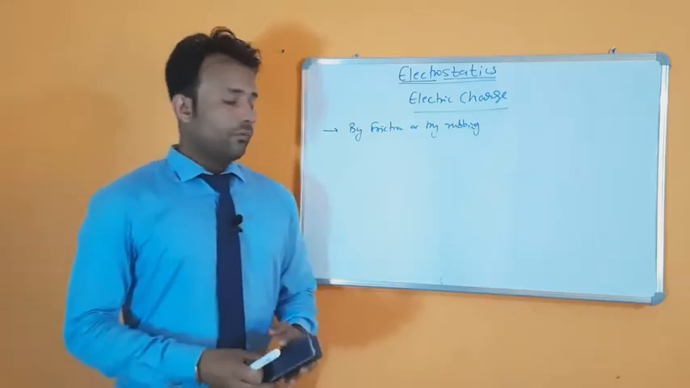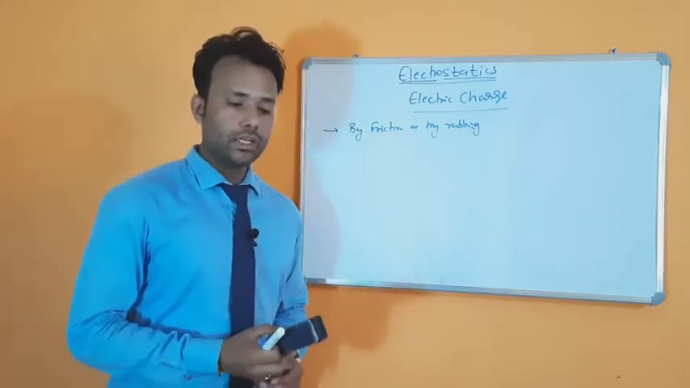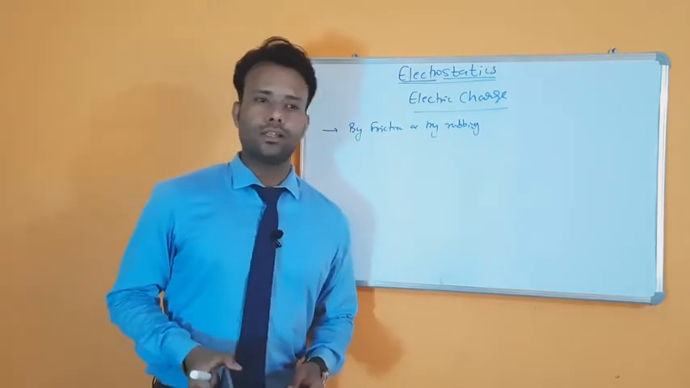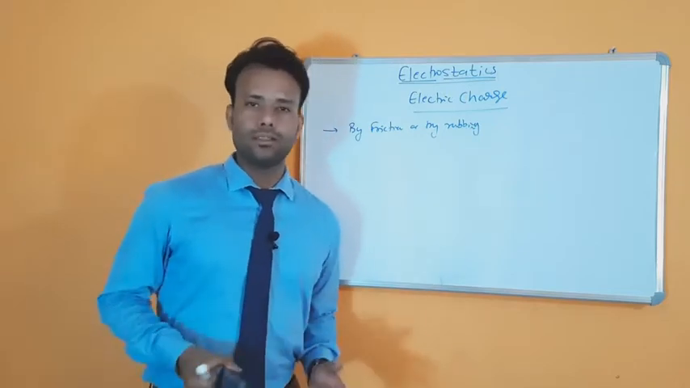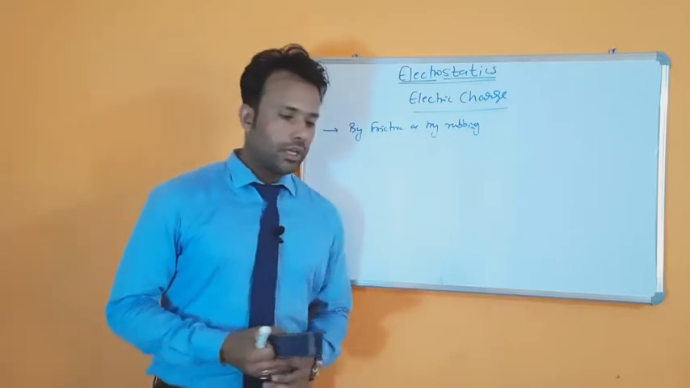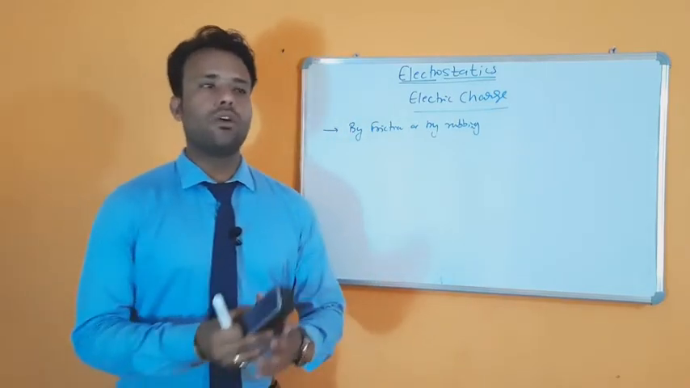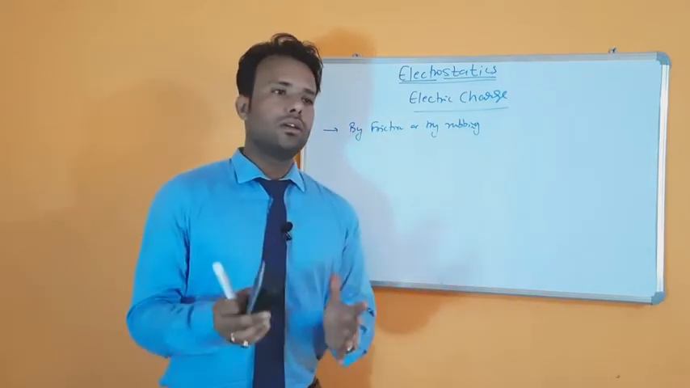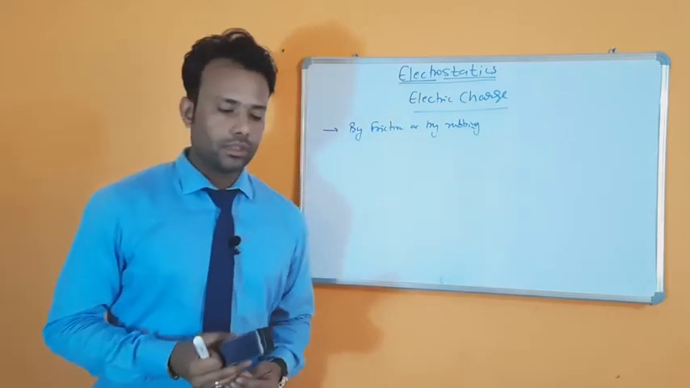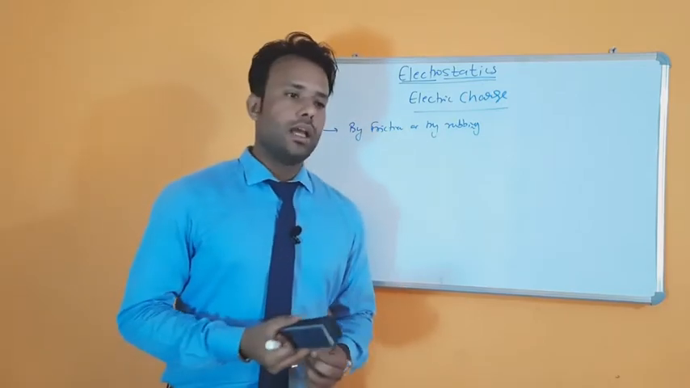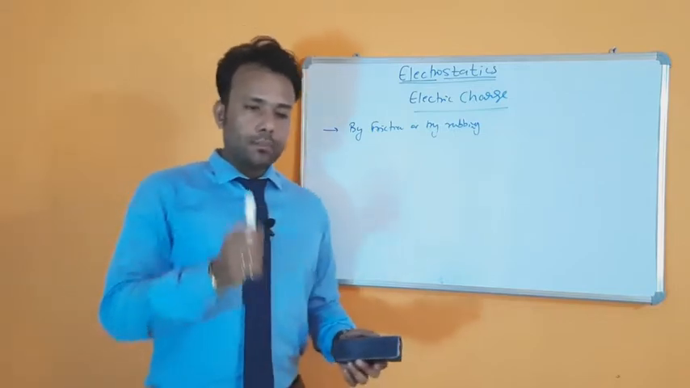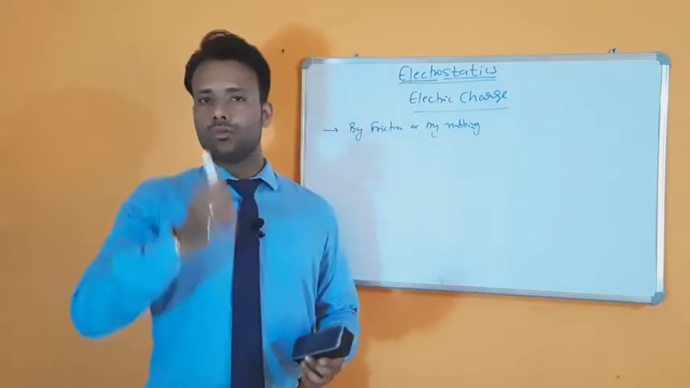So we have discussed how we can transfer charge from one body to another body. The very first method, and it is a very common method of transferring charge, is by friction or by rubbing. Everyone must have done this small activity. You take some pieces of paper and a scale, that is a ruler, and rub that ruler on your head, and then you can see that the pieces of paper are attracted by the ruler.